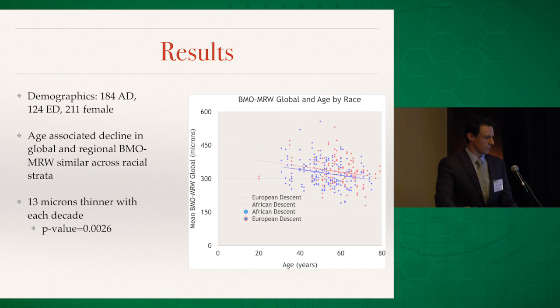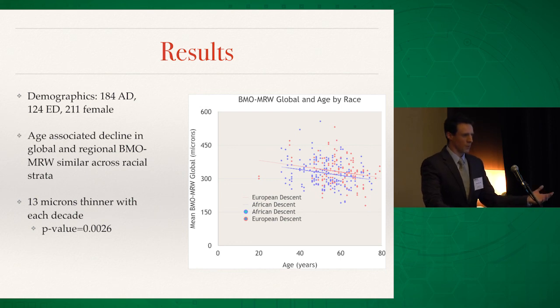So a couple of our results: we had 308 eyes that we were able to analyze. And what we found was that, in a cross-sectional analysis anyway, there's an age-associated decline in both the global and the regional BMO MRW across racial strata. And this confirmed a previous study that showed that with increasing age, the BMO MRW is thinner. And histopathology studies have shown that there is a loss of retinal ganglion cells over time, even in normal patients. So this makes sense that the BMO MRW would be thinner as we get older, even in normal eyes.